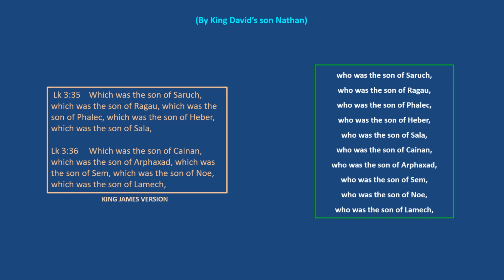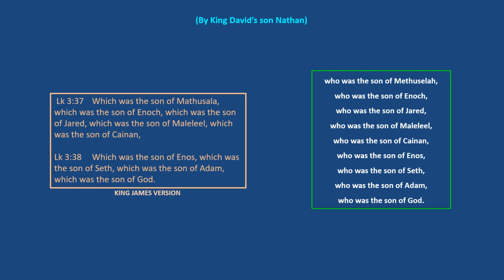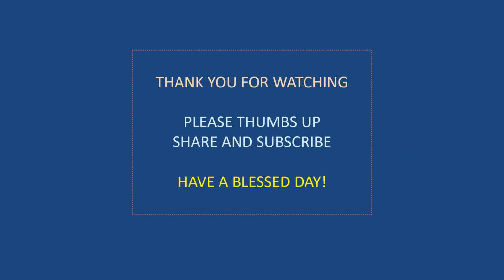son of Phalec, who was the son of Heber, who was the son of Salah, who was the son of Canaan, who was the son of Arphaxad, who was the son of Sem, who was the son of Noe, who was the son of Lamech, who was the son of Methuselah, who was the son of Enoch, who was the son of Jared, who was the son of Melalel, who was the son of Canaan, who was the son of Enos, who was the son of Seth, who was the son of Adam, who was the son of God.